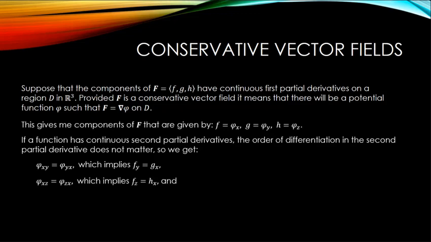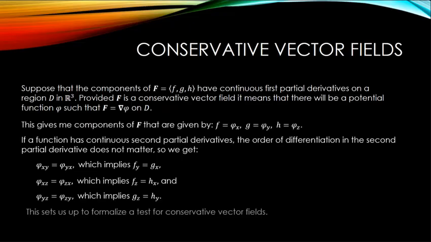Phi sub xz is equal to phi sub zx, which implies that f sub z is equal to h sub x, and phi sub yz is equal to phi sub zy. This implies that g sub z is equal to h sub y. This sets us up to formalize a test for conservative vector fields.